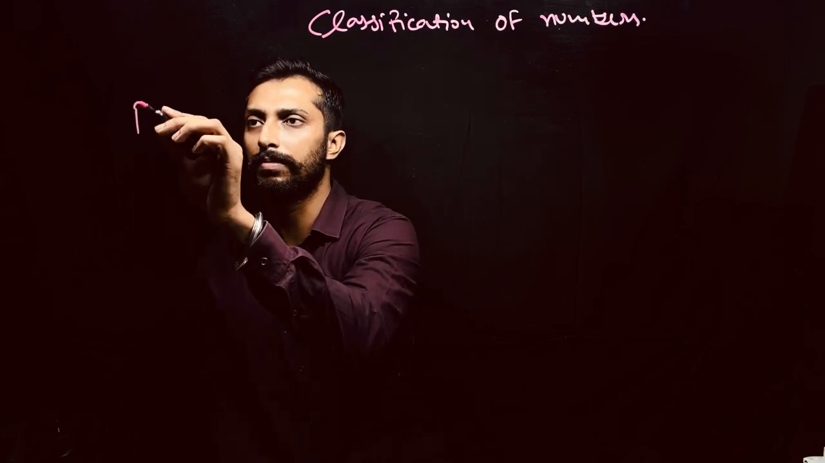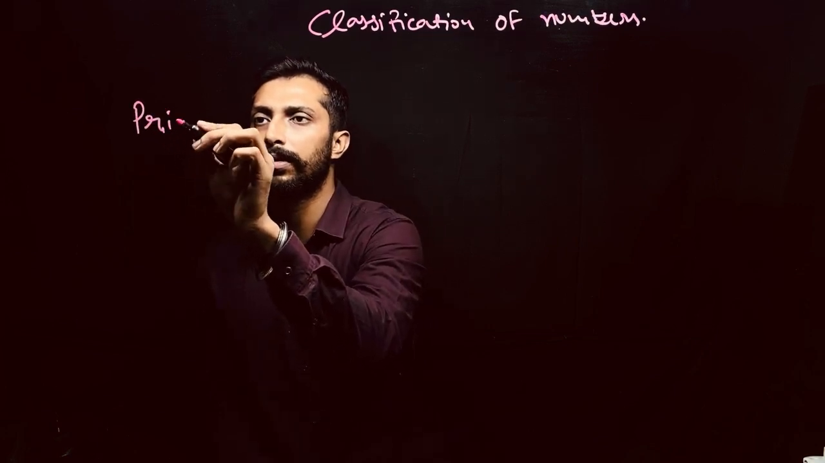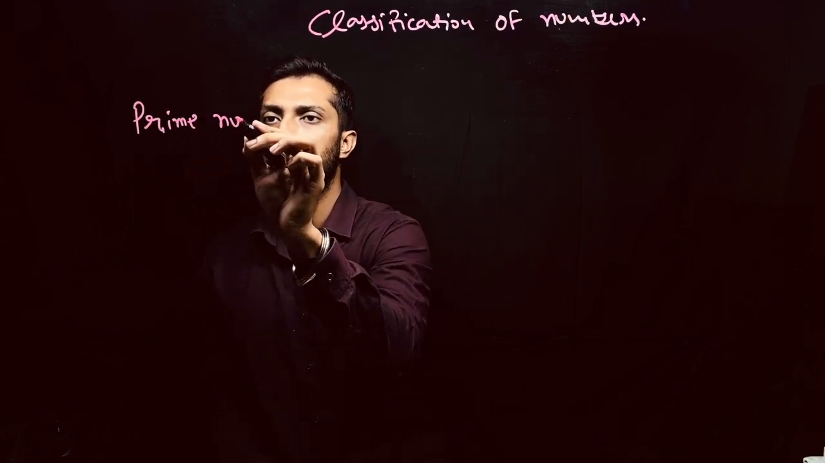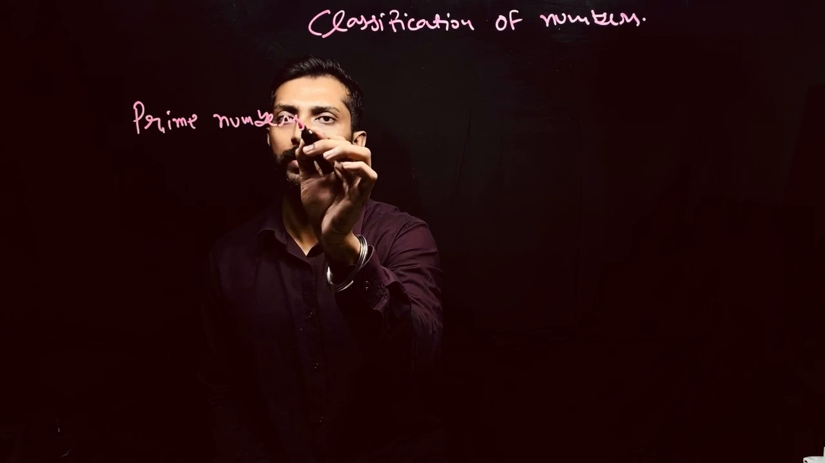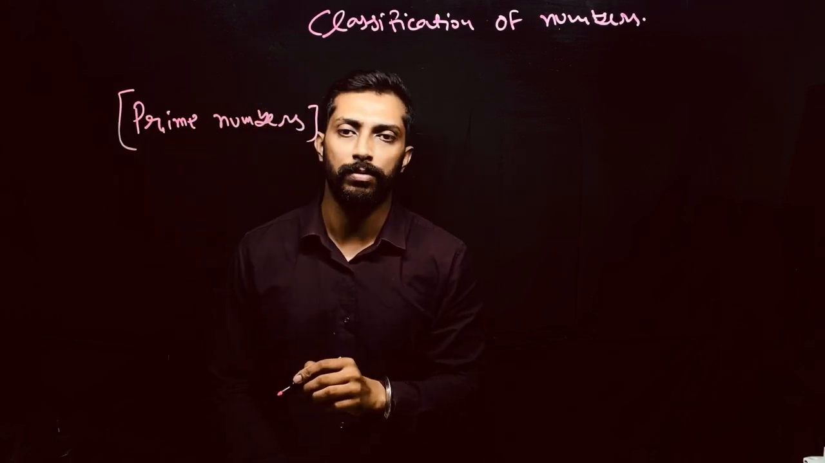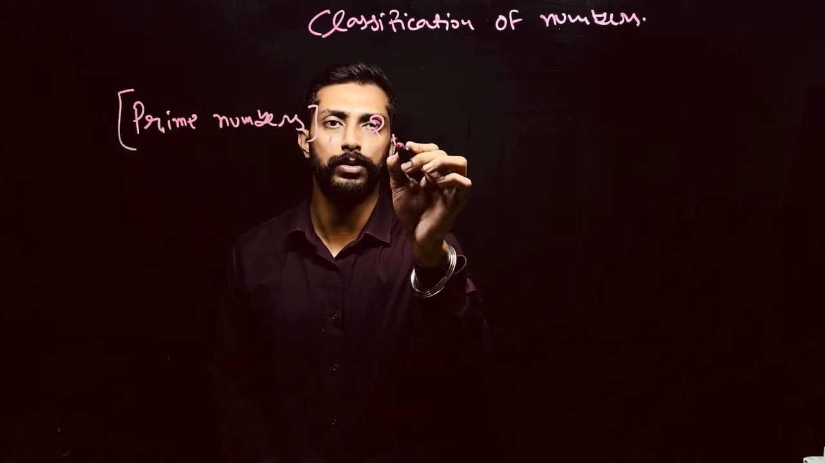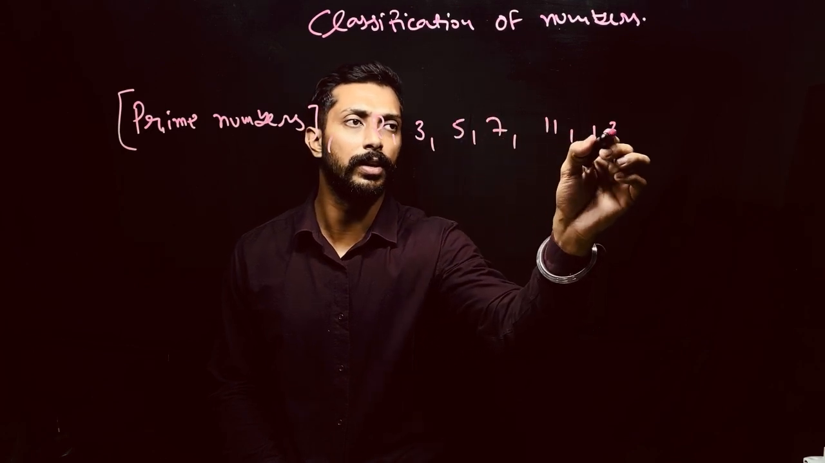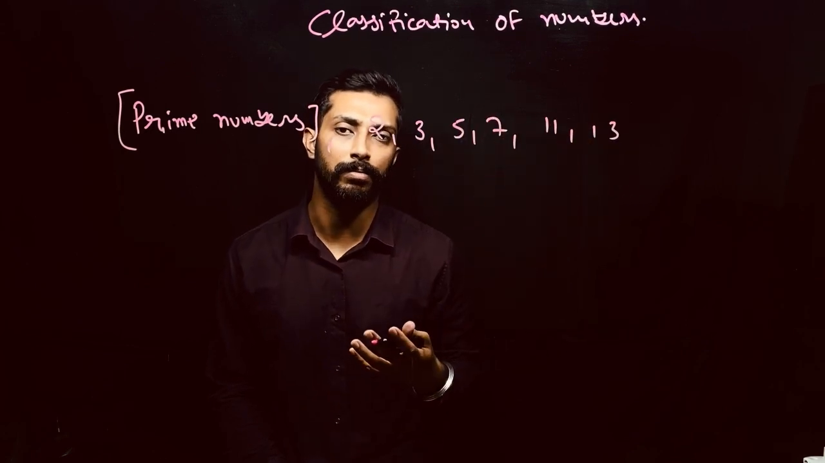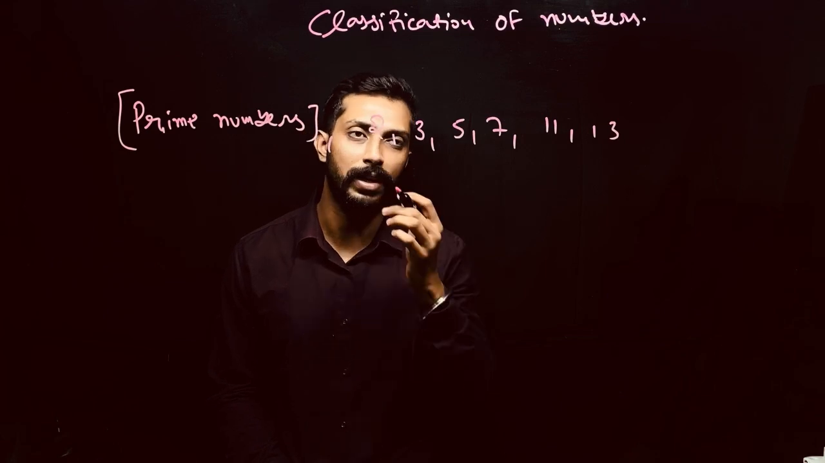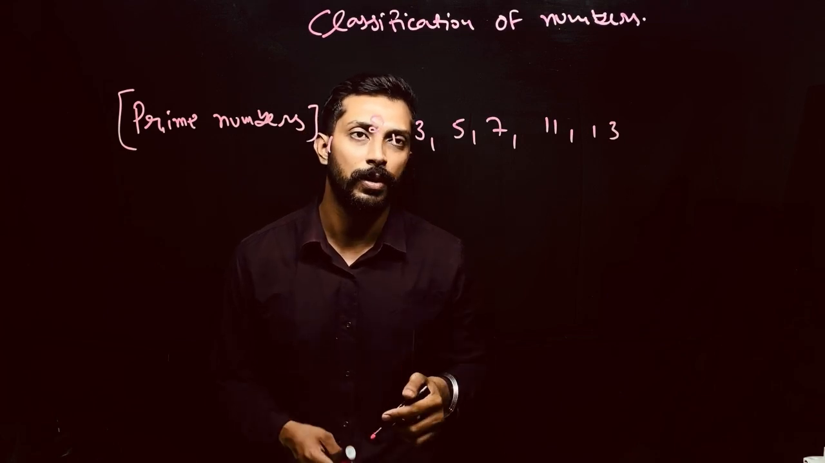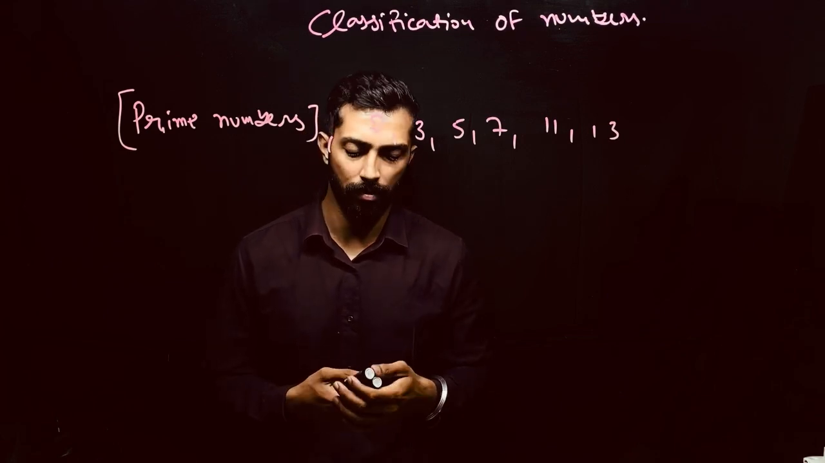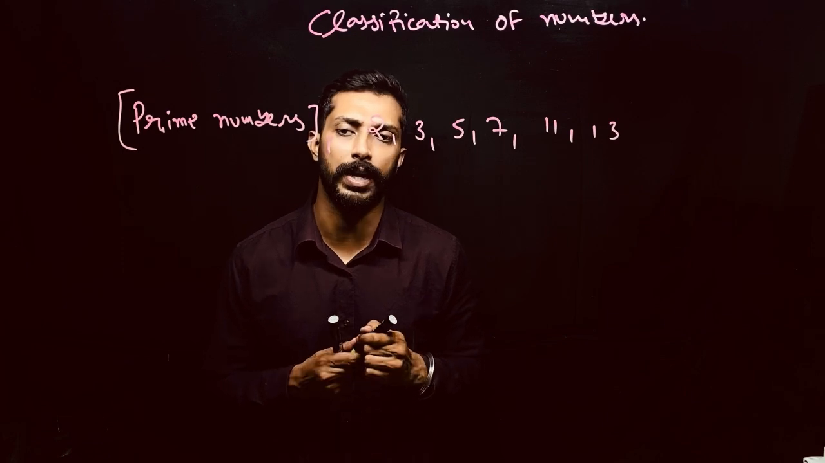Now we will discuss prime numbers. For example, we have 2, 3, 5, 7, 11, 13. These are the prime numbers. These are the numbers that are divisible only by 1 and itself. So what is the application of prime numbers?